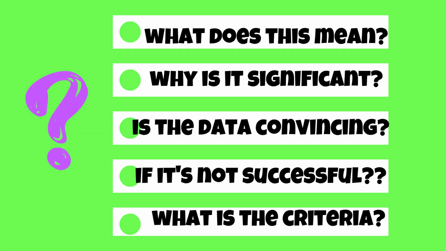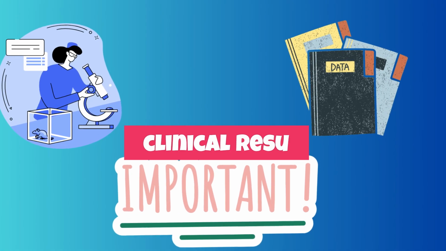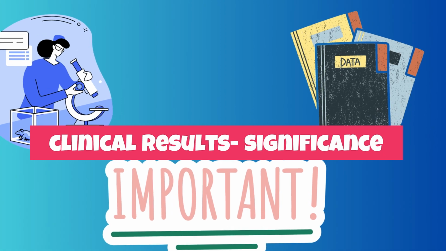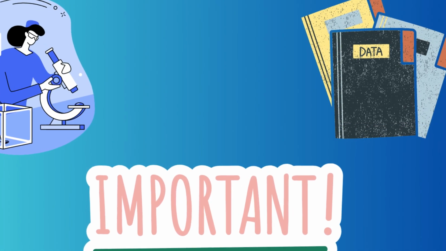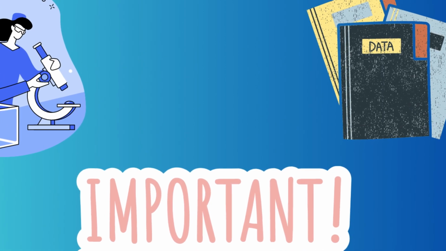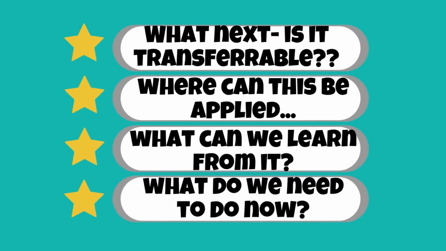So in the example of beta thalassemia, you could focus on what the current results from the clinical data are and how significant they are. Then you could check out why or why not the data is convincing and what is the criteria behind it. When is it okay to use a non-homologous end joining based approach, or when do we need a homology directed repair based approach? Now, let's focus on what next questions.